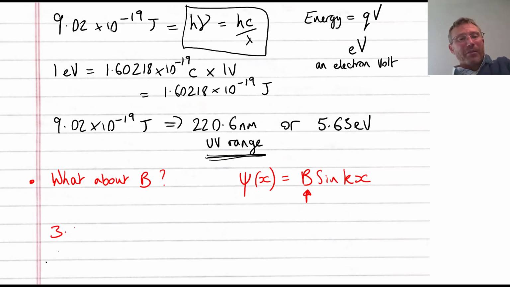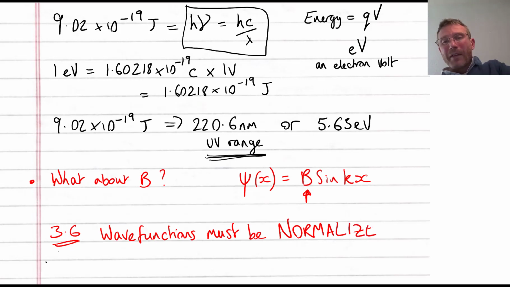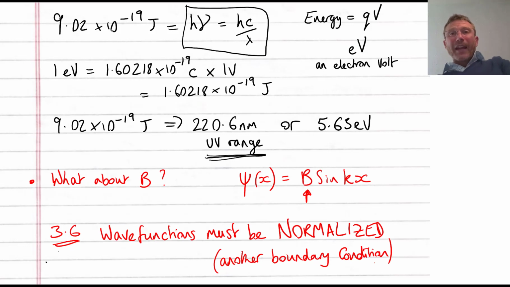So now we're up to section 3.6 of the textbook. We're basically saying here that wave functions must be normalized. But what do I mean by this? What do I mean by normalization? It's something that's absolutely critical in quantum mechanics. It's another form of applying a boundary condition. So let's have a look at that in the next slide.